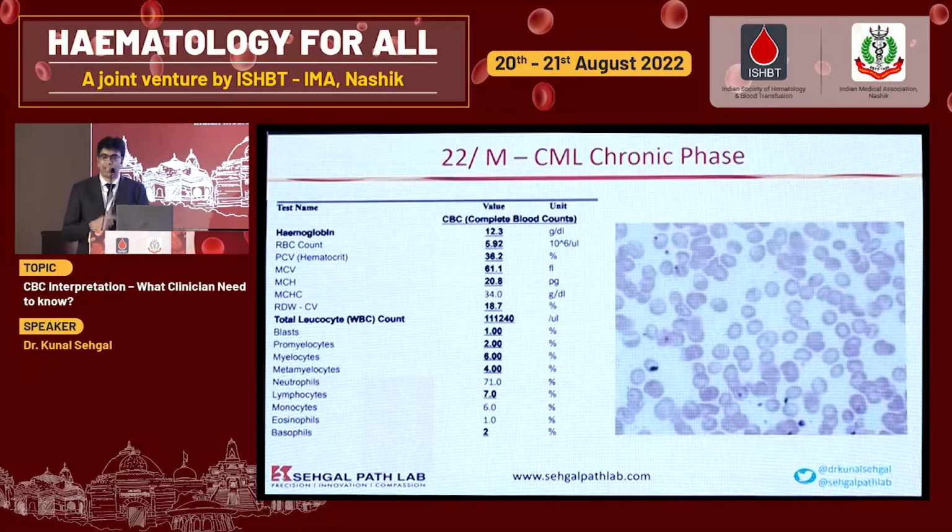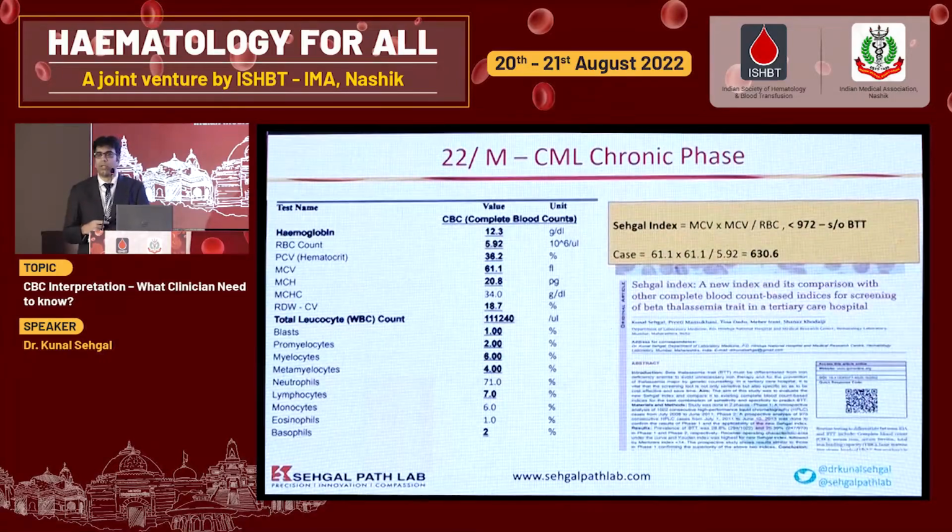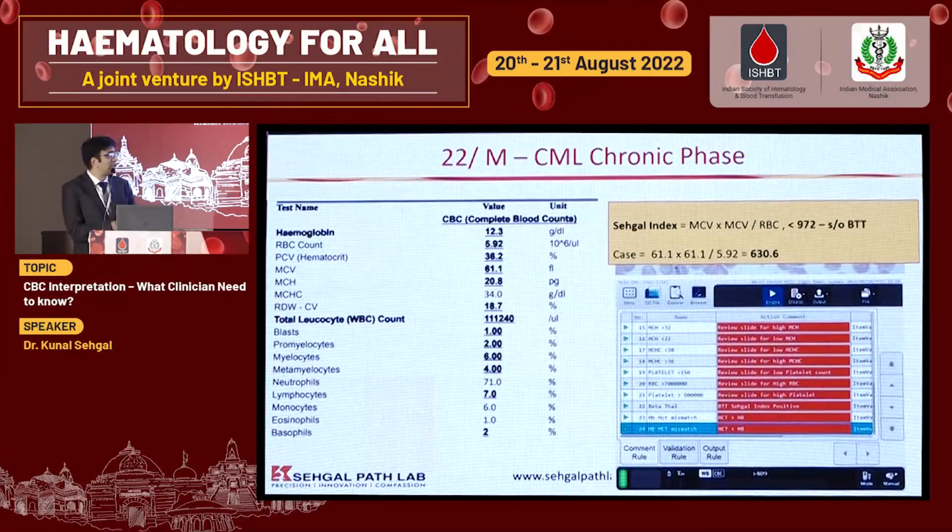So we said there were target cells on the smear and we said we need to do... And immediately on our machine, this is the index which we have published. We use the Mentzer and the Sehgal index. It's already there in our machine. So what happens is there are rules which are inserted into the machines, like flags. So you see this is the rule there.